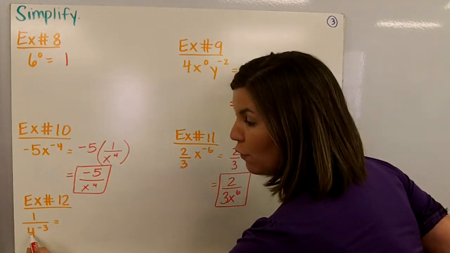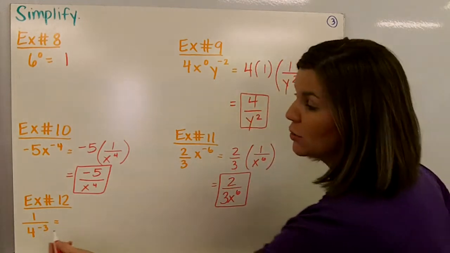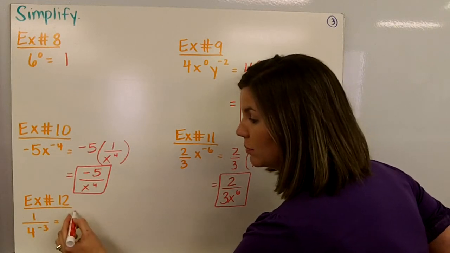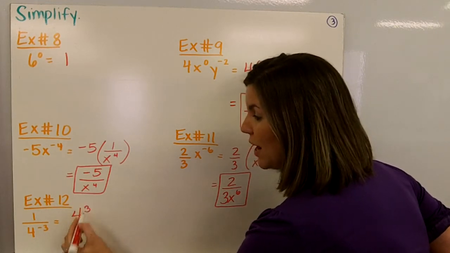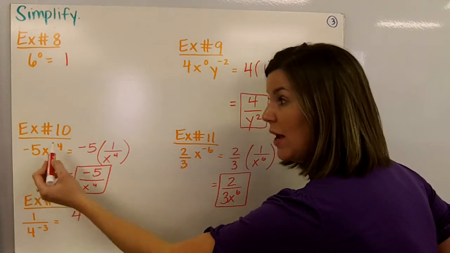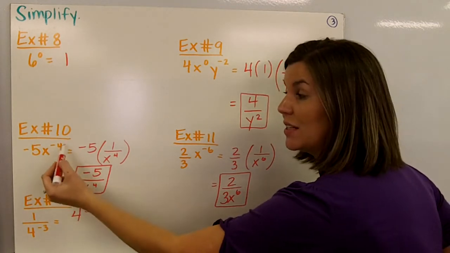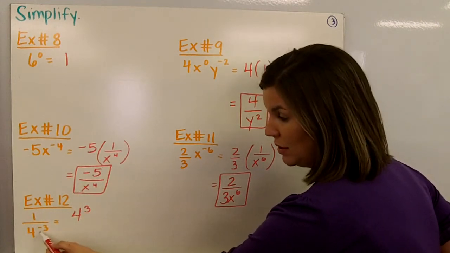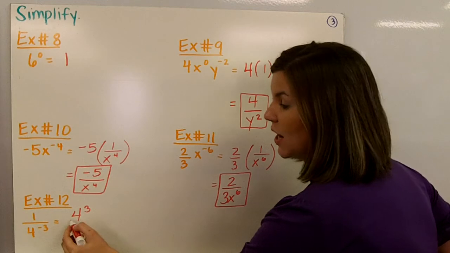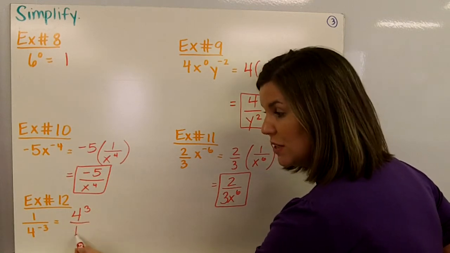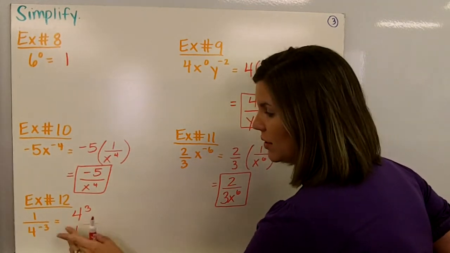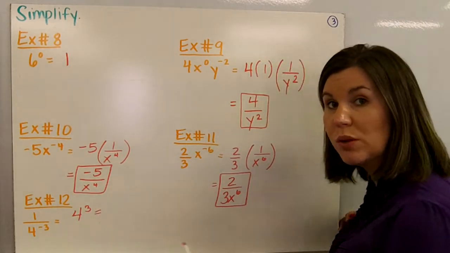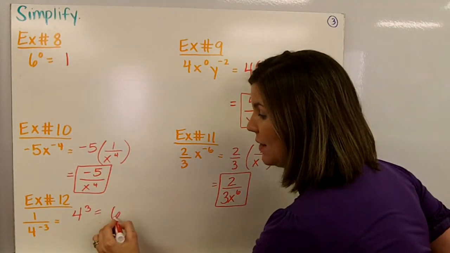Example number 12. 1 divided by 4 to the negative third power. So here we have our negative exponent in the bottom. It's going to move to the top and become positive. Whereas here we had our exponent with a negative in the top, it moved to the bottom and became positive. This one's in the bottom, that's negative. It moves to the top and becomes positive. So it's invisible over 1, but we don't need to write that. Now we can simplify. 4 to the third power was one of the perfect cubes that you had to memorize, and that is 64.